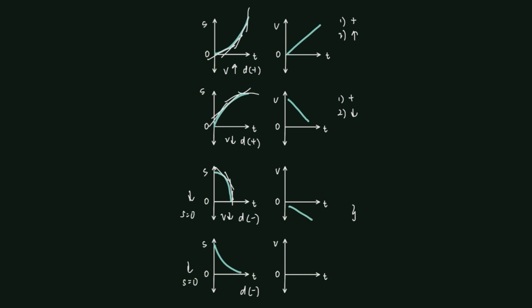Okay, for the next one, you can tell by drawing the gradient that it gets less and less steep, so your velocity is increasing, and your direction is negative. So how will this graph look like? Again, as it is in the negative direction, you have to draw it below the x-axis, and it will look something like this.